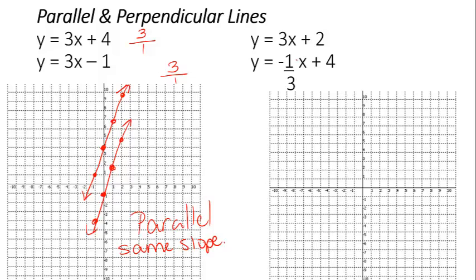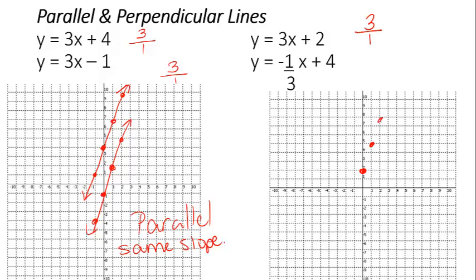Alright, now let's graph these two lines over here. We'll start with y equals 3x plus 2. I know my b value is positive 2, so my y-intercept, I'll begin at 2. And then slope tells me I need to rise and run. So I'll rise 3 and run 1. So we'll count rise 3, run 1.